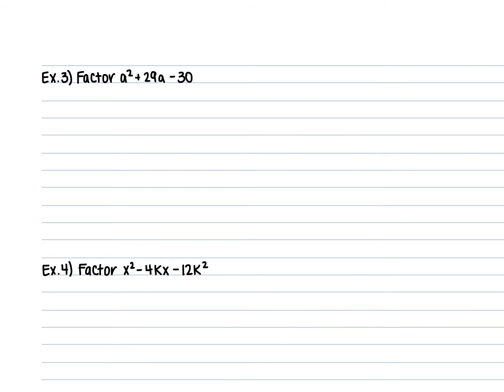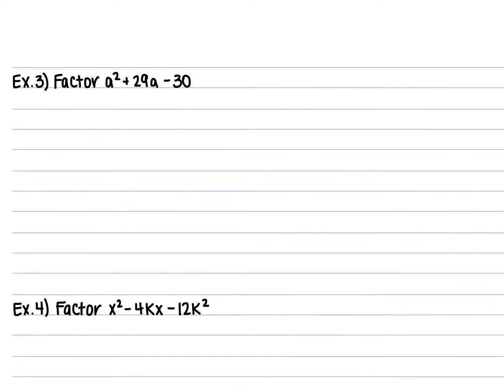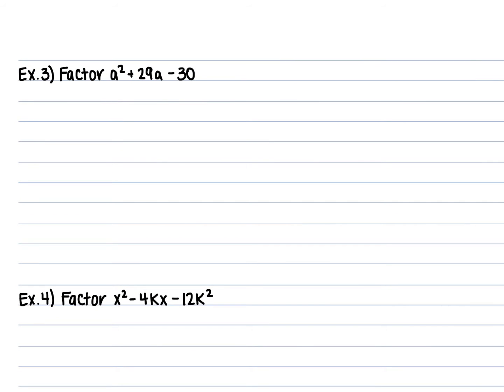If we look at our next example 3, we have a squared plus 29a minus 30. So just like when we did these and that c term was positive, if we already know the factors of this negative 30 that add up to be a positive 29, we don't have to find all of the factors. So if we have a negative 1 and a positive 30, that gives us a positive 29. We can just factor it simply as a minus 1 times a plus 30.